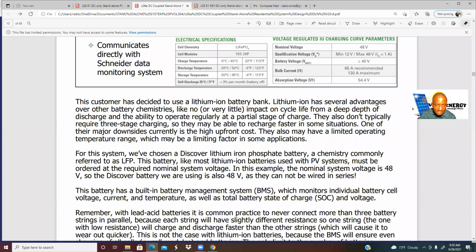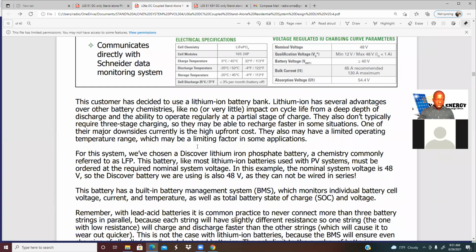This customer has decided to use a lithium ion battery bank. Lithium ion has several advantages over other battery chemistries, like no or very little impact on cycle life from a deep depth of discharge, and the ability to operate regularly at a partial state of charge. They also don't typically require three-stage charging, so they may be able to recharge faster in some situations.